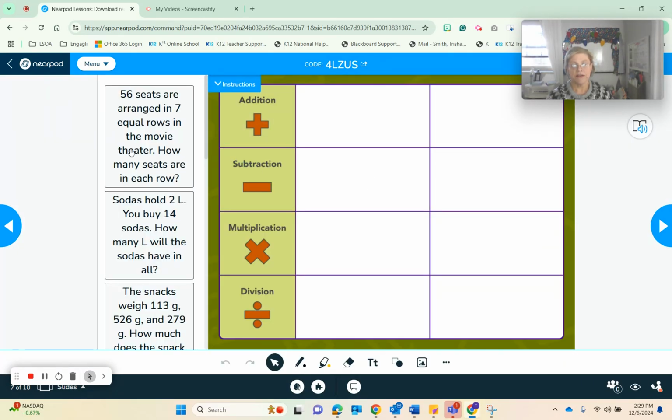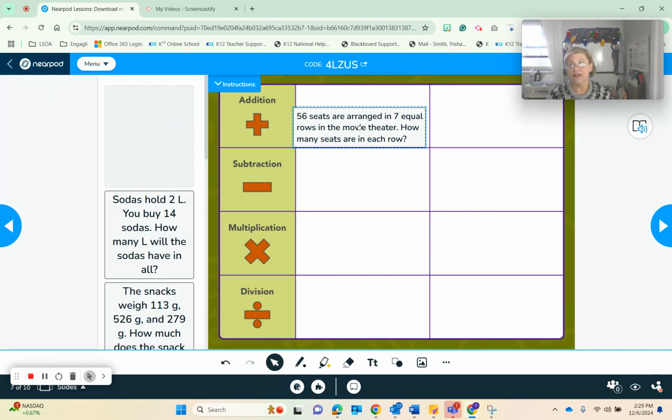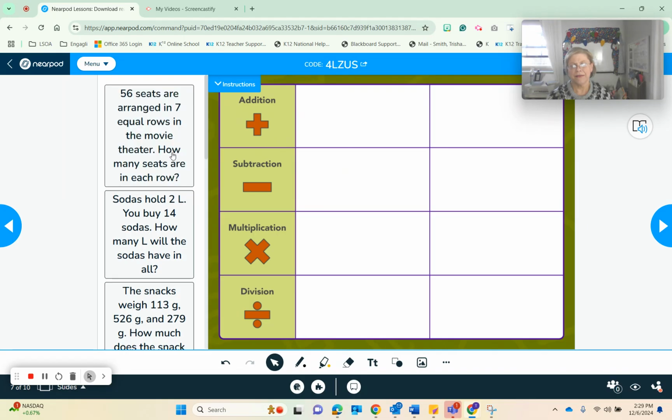So read each of these. Then I don't even know if this is the correct one. You would just drag it over and then solve it. But like I said, I don't even know if that's the correct one.